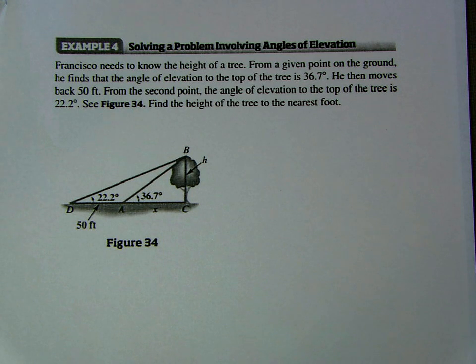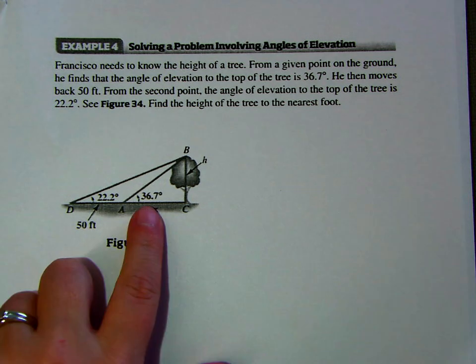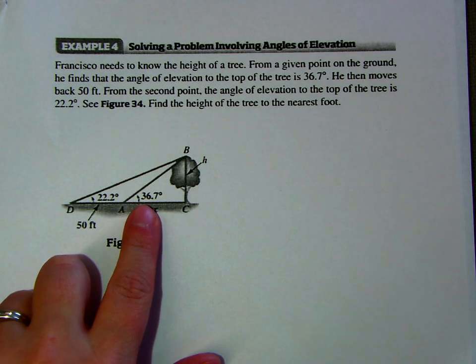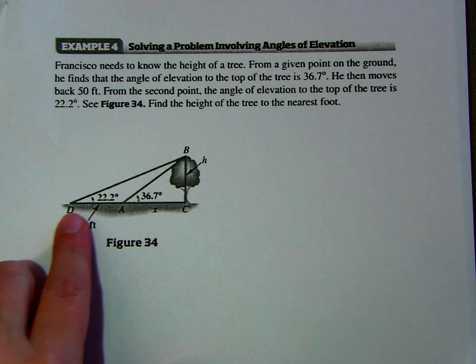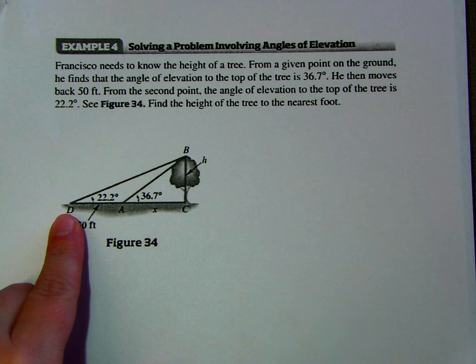And so from a given point on the ground, he finds that the angle of elevation to the top of the tree is 36.7 degrees. That's the smaller inside triangle right here. Then he moves back 50 feet, and from that second point, the angle of elevation to the top of the tree is 22.2 degrees. So let's find the height of the tree.